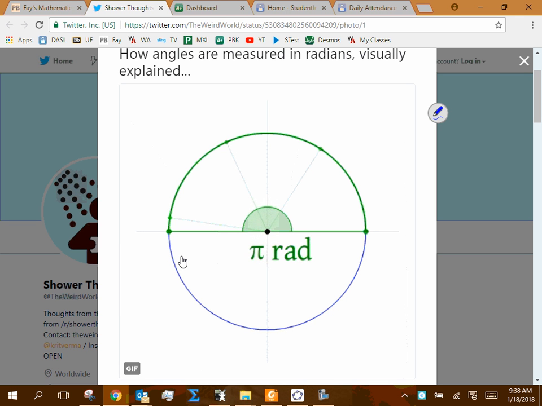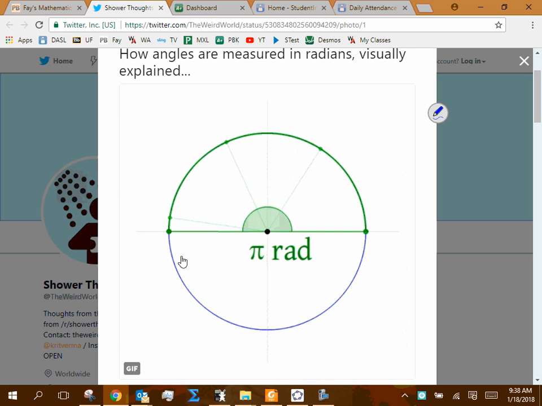In regards to a measurement, a degree, how many degrees would that be? 180, right? So there's our conversion factor. 180 degrees is equivalent to pi radians. Okay? 180 degrees is equivalent to pi radians. So now if I know that, that allows me to take any degree and change it to radian, or any radian and change it to degrees, right?